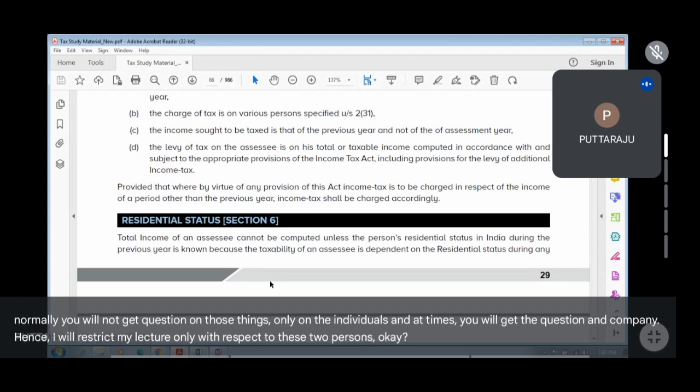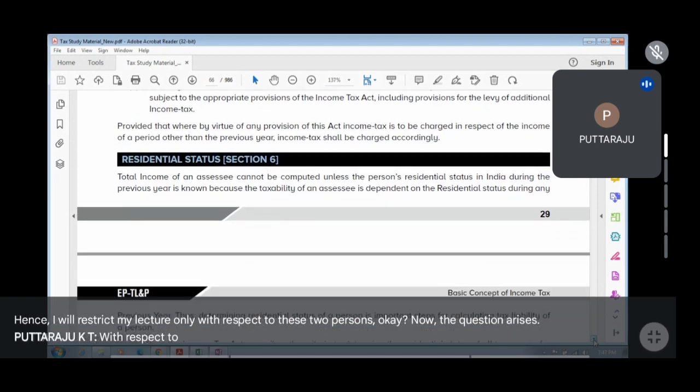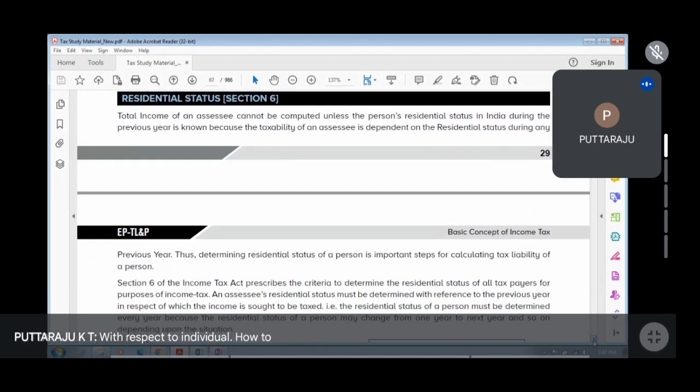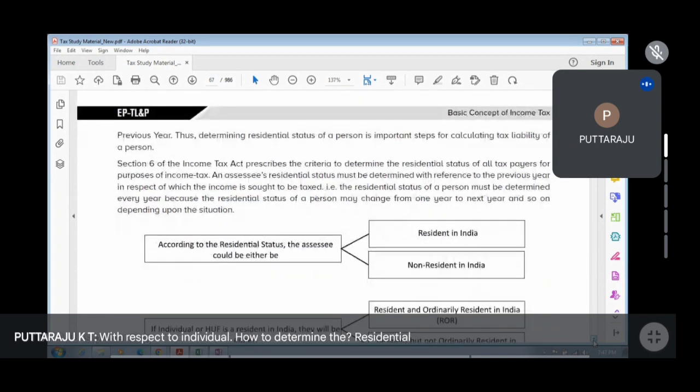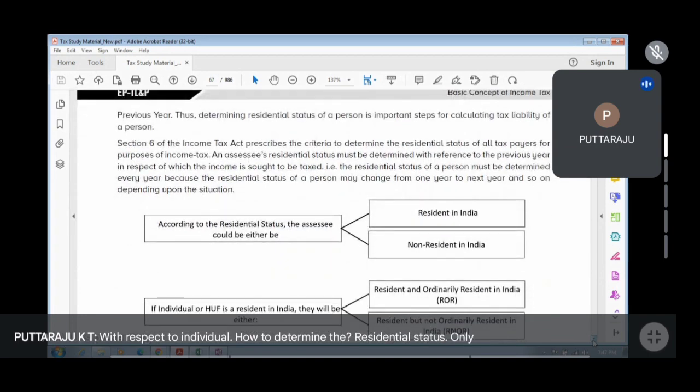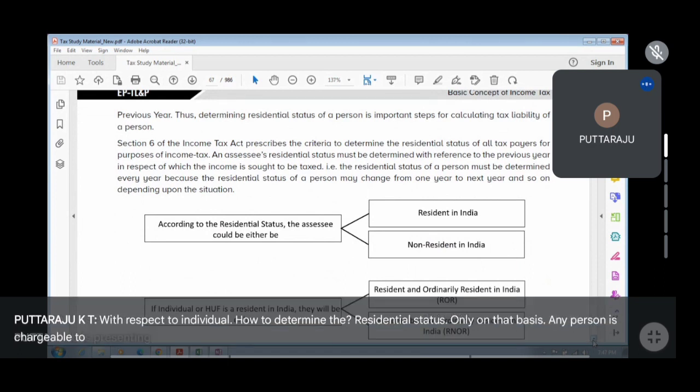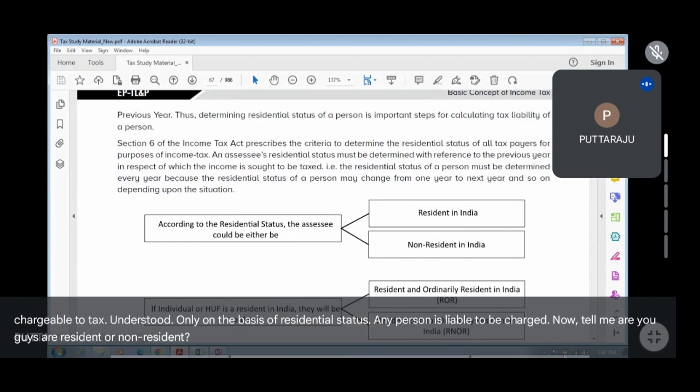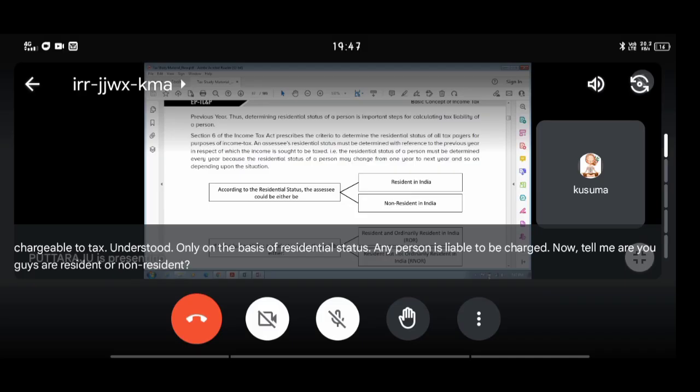Now the question arises: with respect to an individual, how do we determine the residential status? Only on that basis any person is chargeable to tax. Understood? Only on the basis of residential status is any person liable to be charged. Now tell me, are you guys resident or non-resident? Resident.